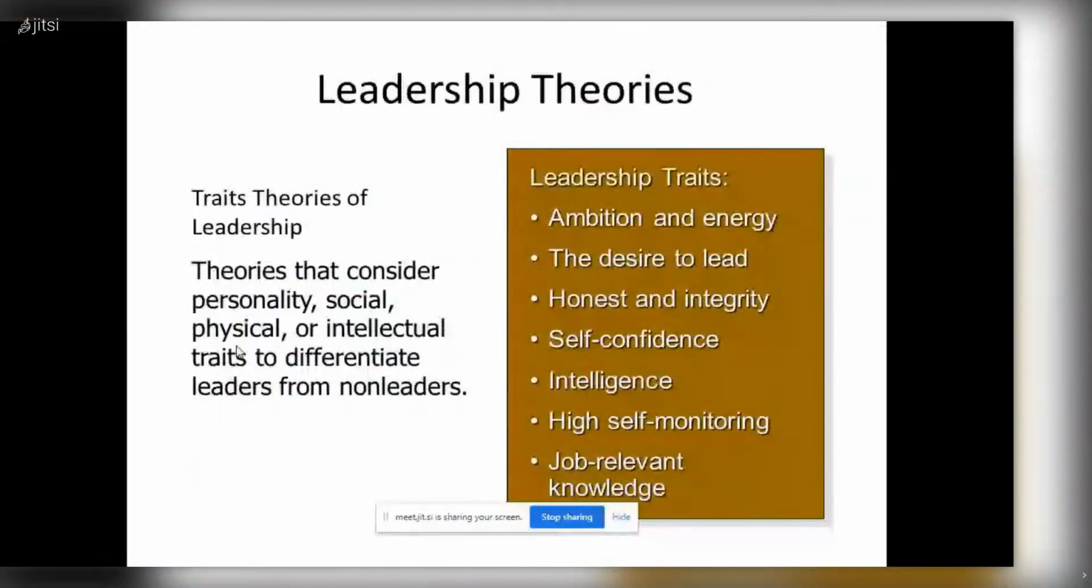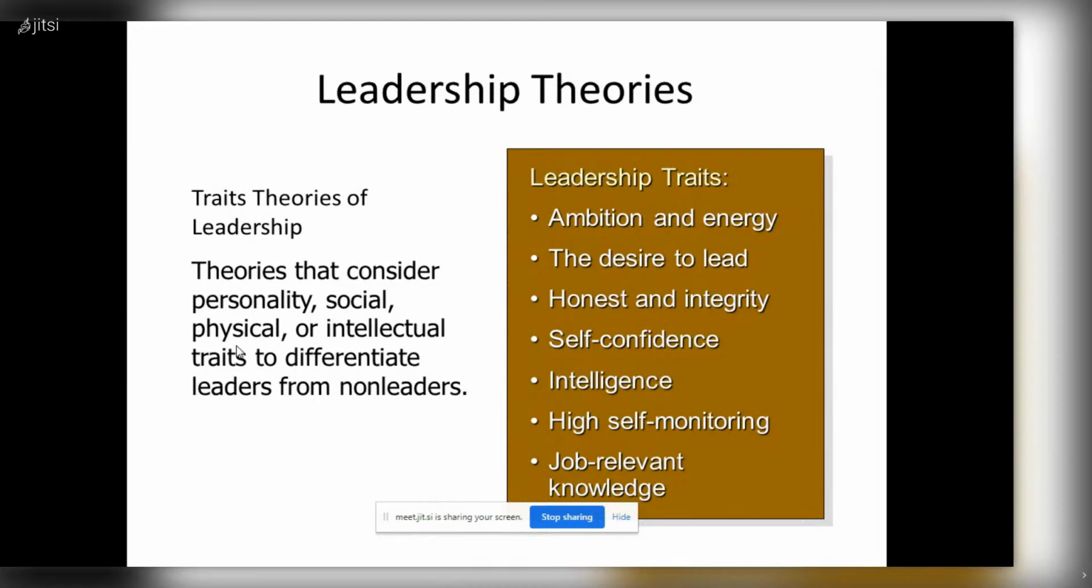Hello learners, today I am going to discuss the leadership theories. In this session we will be discussing a few, and in another session we will be discussing a few more leadership theories. As I have already discussed leadership styles, let me now discuss different leadership theories. The first and foremost is the leadership trait theories.